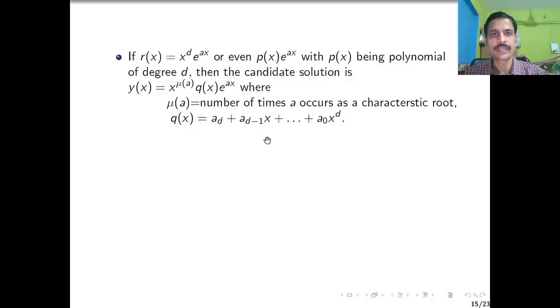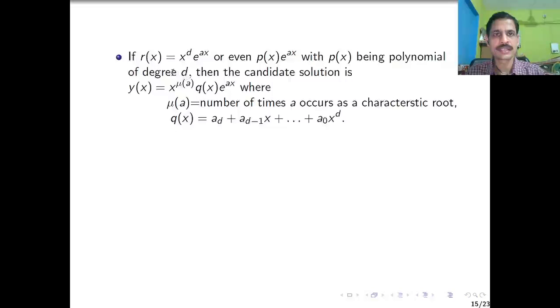So here is a summary of the undetermined coefficient method. If R(x), that is the right hand side, happens to be x raised to d e raised to ax, or even p(x) e raised to ax, with p(x) being a polynomial of degree d, then the candidate solution y(x) is equal to x raised to mu a q(x) e raised to ax.